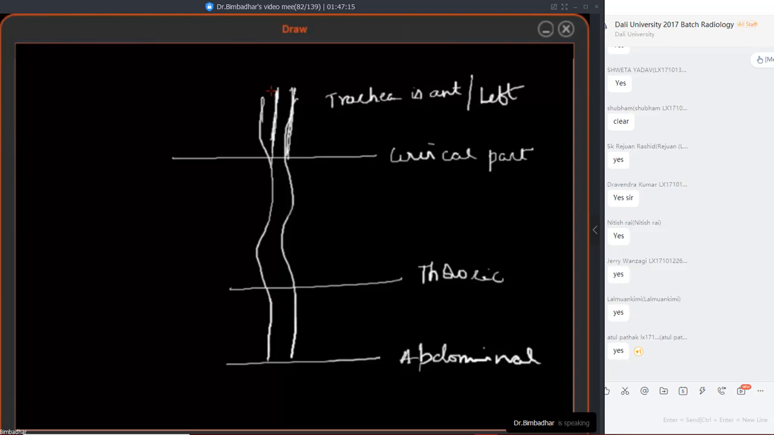What does this yes mean? It means to say you want me to teach this, or you want me to skip off this and get down into the radiology thing? Please explain.